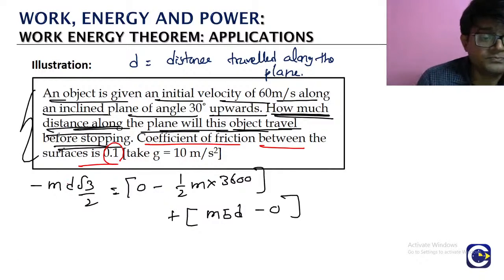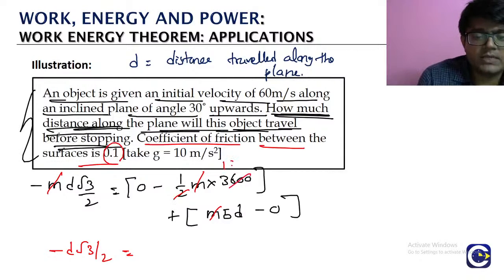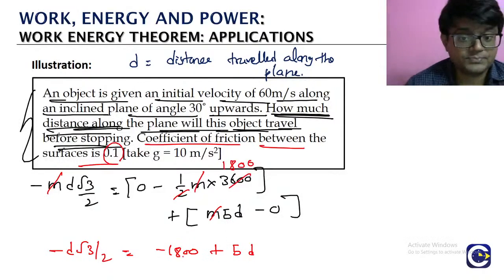Here, m will cancel on both sides. So what you will have is minus d into root 3 by 2 is equal to minus 1800 plus 5d. Okay?